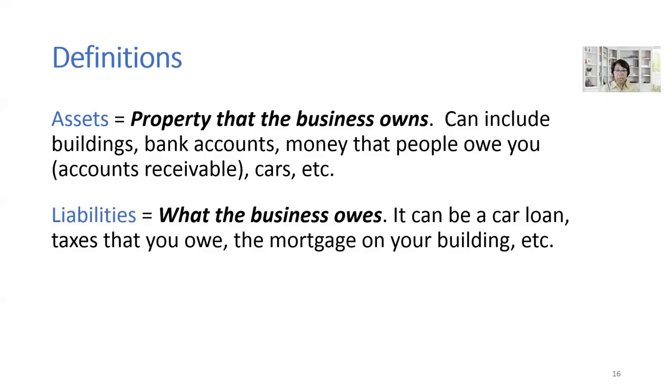A liability is what you owe. It could be a car loan. I owe the bank the money for the car loan. It might be that you owe payroll taxes because you took them from the employee and you have to give it to the government. So it's not your money, you owe it to the government. It could be a mortgage, a loan on your building that you have to pay to whoever you took the loan out with. So liabilities are what you owe.